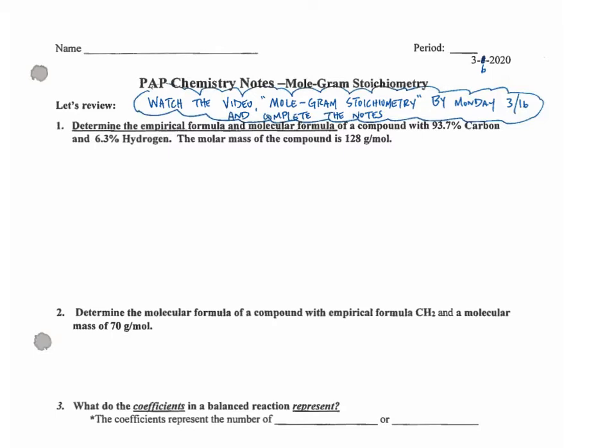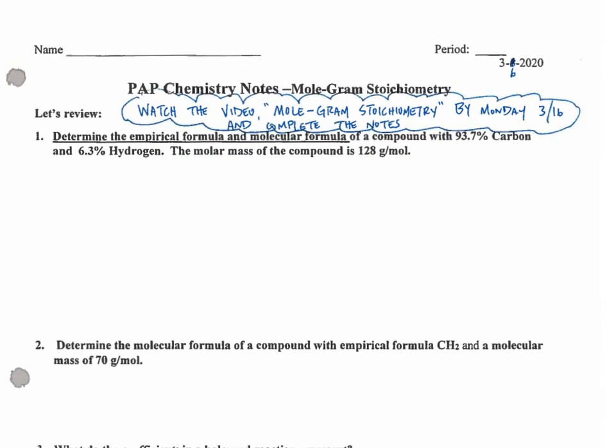We spent about a week talking about how to convert from percent composition to empirical formulas and molecular formulas. So number one, it wants me to determine the molecular formula and empirical formula of a compound with 93.7% carbon, 6.3% hydrogen, and then it tells me that the molar mass of the compound is 128 grams per mole. So this is telling me the molecular formula mass, and we'll come back to that in a moment. So let's start by taking our percentages and converting to moles.